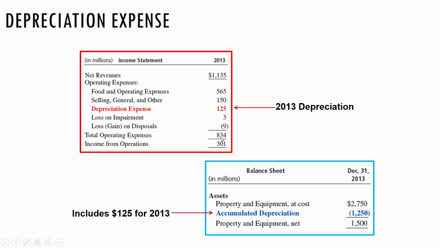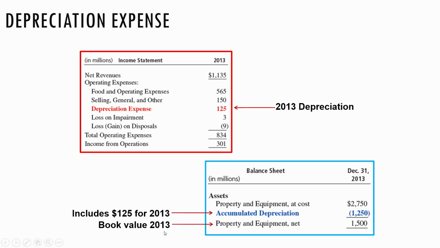This 1,250,000, I'm assuming, well, I suppose it's 1 billion because it says up here it's in millions. 1,250,000,000 in accumulated depreciation is all of this depreciation since the beginning when they first acquired these assets. It also does, though, include the 125 million, which is for this year. The net of these two is often called book value.